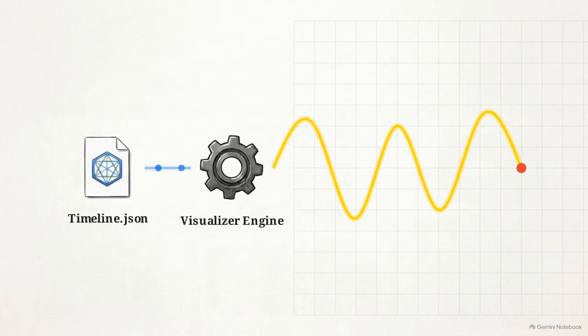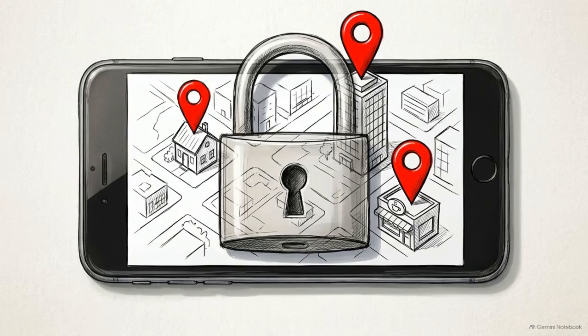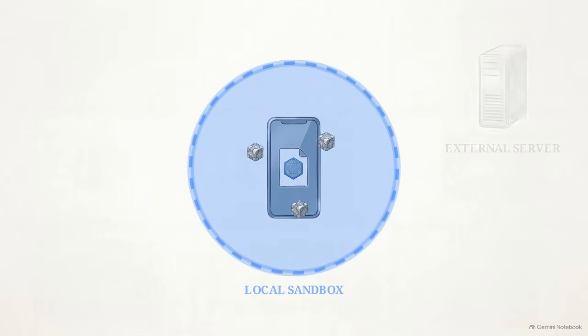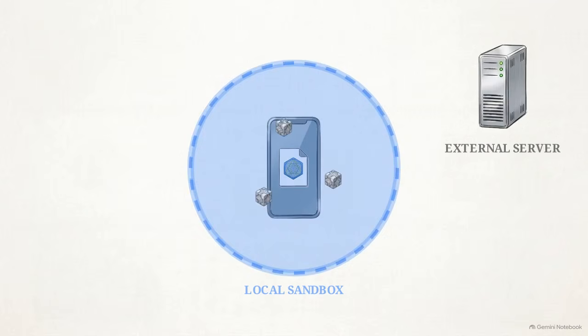video map. Because location history contains your home, workplace, and exact daily routines, security is the priority here. The visualizer runs an entirely local processing pipeline. Your JSON file never leaves your device, and there are zero third-party server uploads.